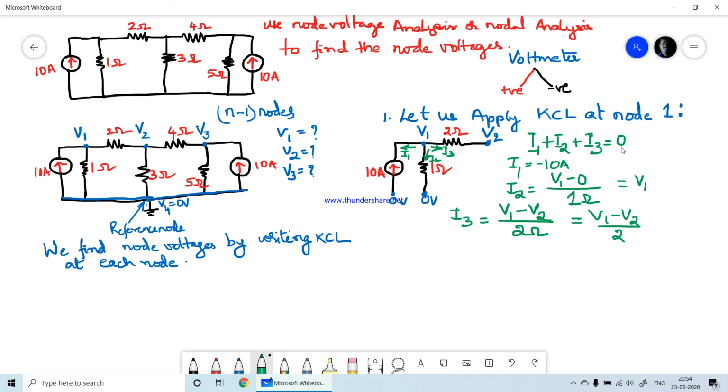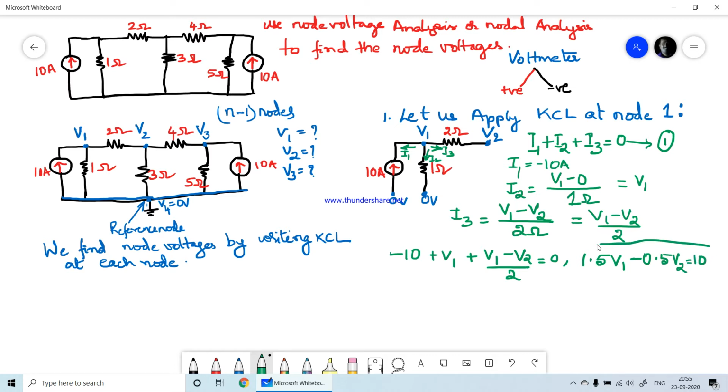So with this, I1 plus I2 plus I3 equals 0, let me consider this as equation 1. If I substitute these three values I1, I2, I3 in equation 1, what will I get? I'll get minus 10 plus V1 plus (V1 minus V2) divided by 2 equals 0. Therefore, I will end up with this equation: 1.5 times V1 minus 0.5 times V2 equals 10. This is the first equation in terms of V1 and V2.